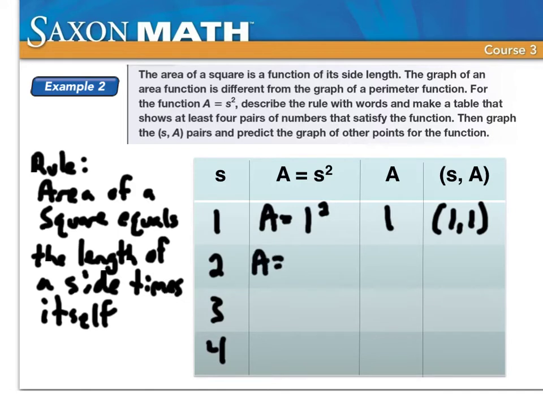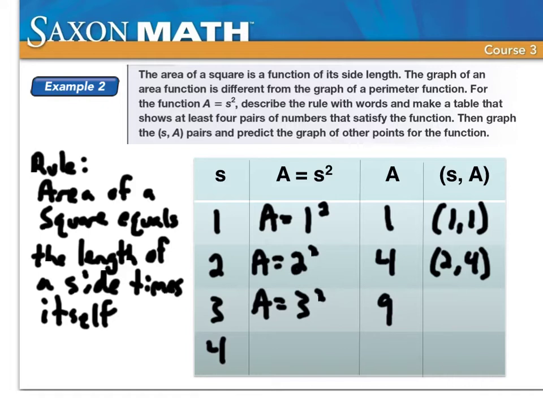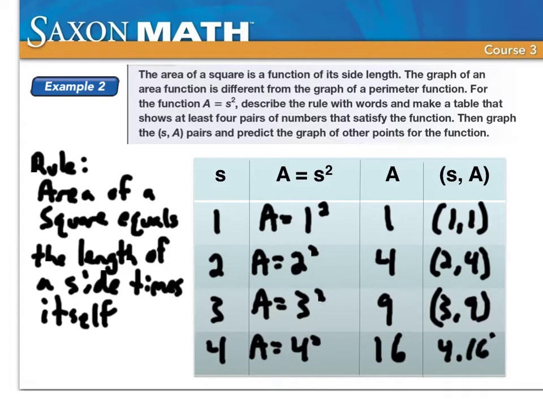So now I'm going to plug in area equals 2 squared. Well, 2 squared means 2 times itself, which is 4. So if I have an input of 2, my output is 4. Then area equals, this time, 3 squared, which is 9. So if we put in 3, we get out 9. And the last one, area equals 4 squared. 4 squared is 16. So if we put in 4, we get out 16. Okay? So there's our input-output table.